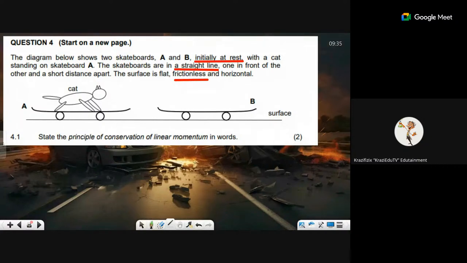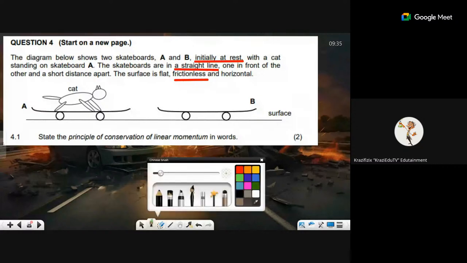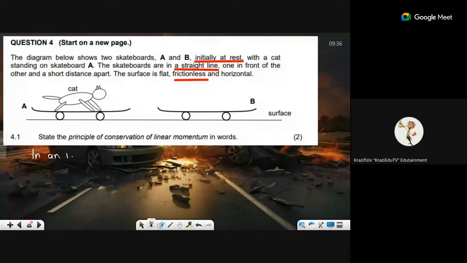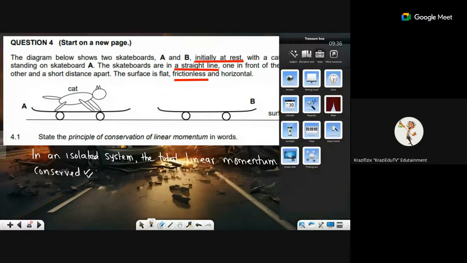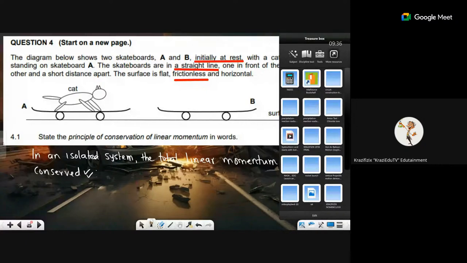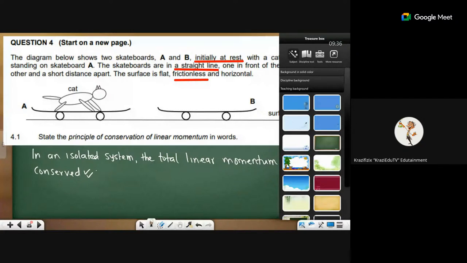Guys, I'm sure number 4.1 is very easy for everyone. What do we state? In an isolated system, the total linear momentum, just keep it as simple as this, is conserved. How many marks? 2 marks. From here, you go straight to varsity. You are done with high school. Is that okay? 2 marks straight. You are now in UJ. Get it correct. Don't add funny words. Don't remove words. Just get it done as simple as that. You get it like this, you move straight to UJ. Tell them you can now define.